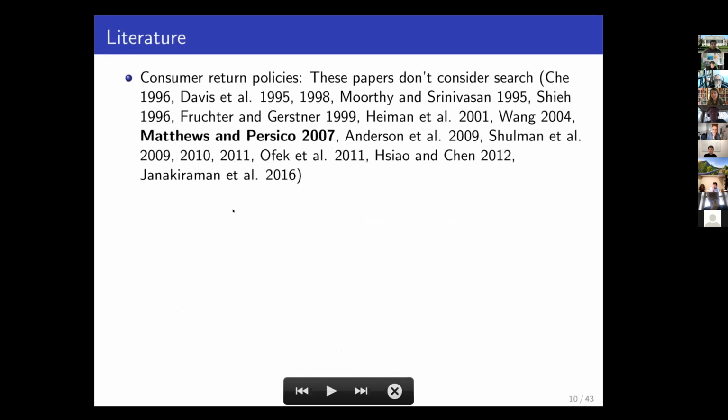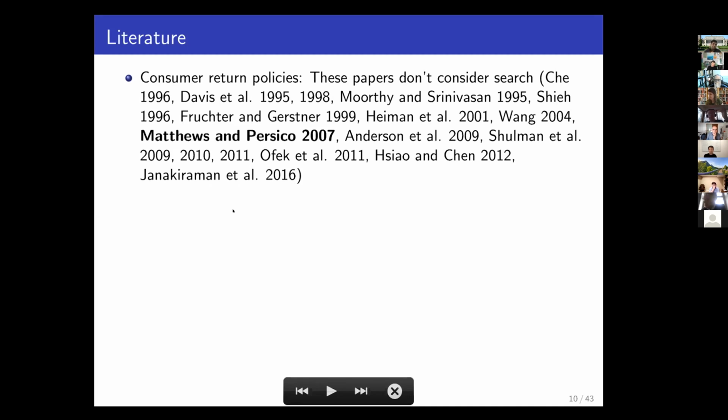Okay. So if you look at the literature, there's obviously a large literature on search, which I'm not even going to get into, but there's also a literature on return policies. Very surprisingly to me, this literature does not consider search, and I think these are closely related. Maybe the problem is not that interesting, but there's absolutely nothing out there except for one working paper from 2007. I guess it's a non-working paper now, because it hasn't been published and hasn't been updated in like 14 years. This paper is by Matthews and Persico.